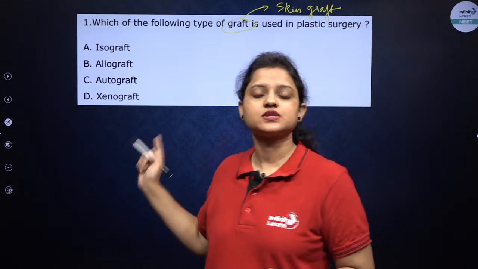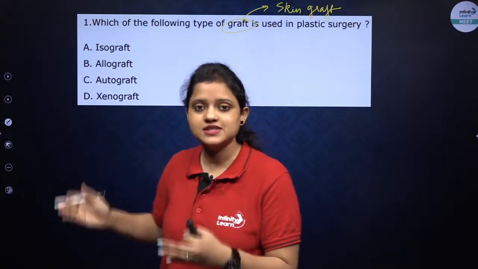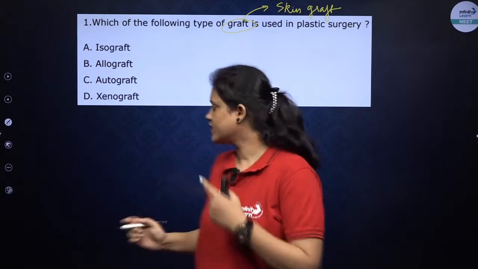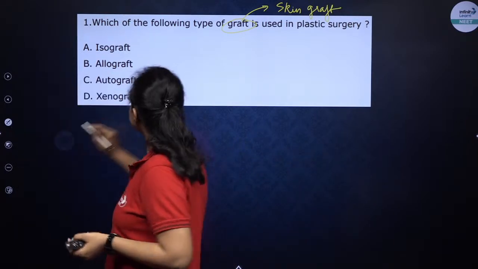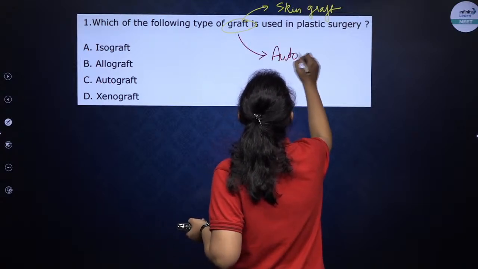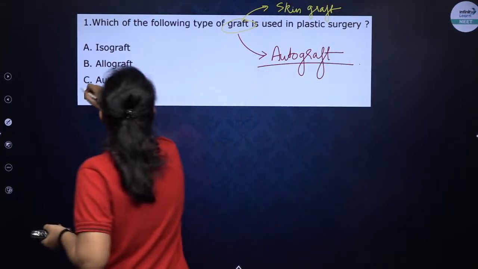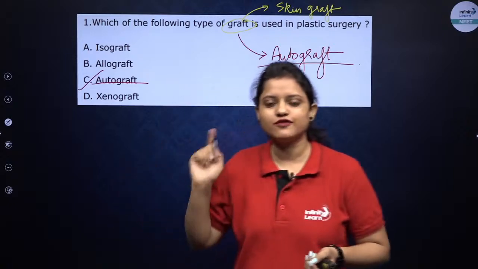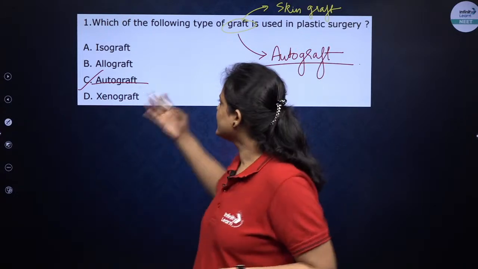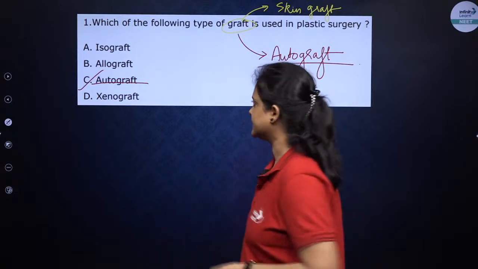Why am I discussing this question? Because you might miss this type of question for NEET, but it has been asked in previous exams, so this is going to be an important question. Since the skin graft is taken from the same individual, it is known as autograft. So the correct option for this question will be option C, autograft. Now coming to the point, what are isograft, allograft and xenograft? Let's understand.